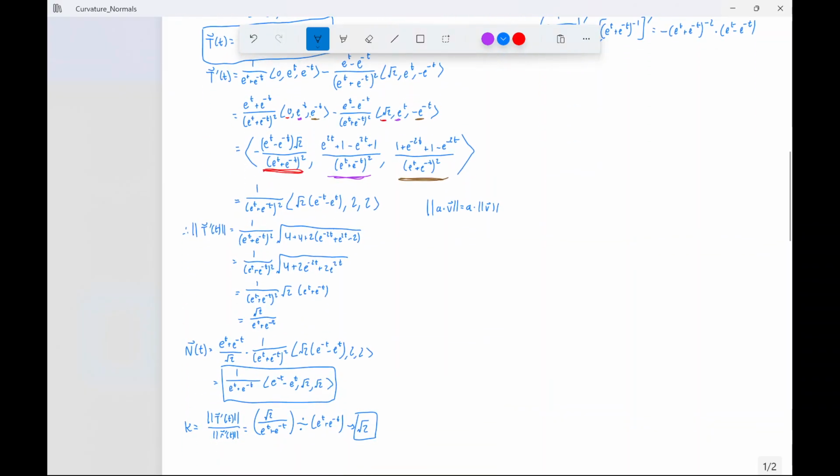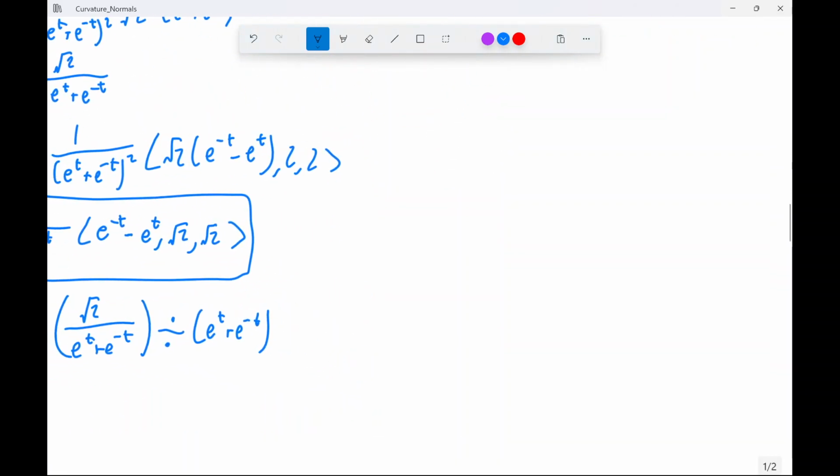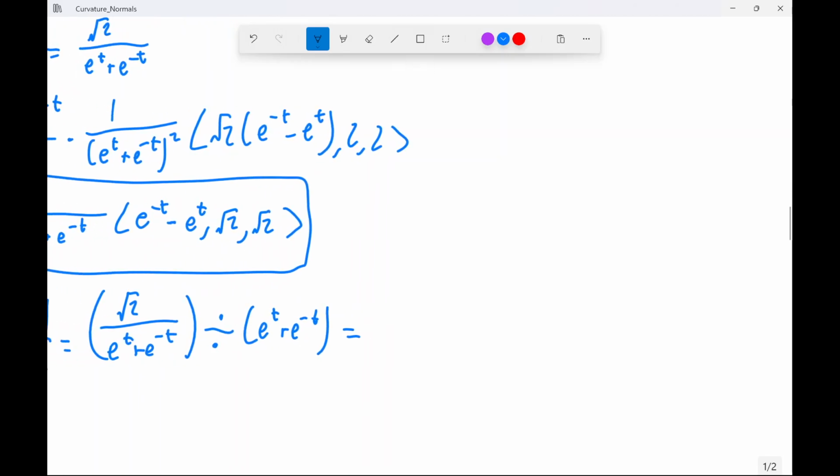Because here... Yeah, sorry. I multiplied them, I didn't divide them. That makes more sense. Remember when you divide, you have to multiply by the reciprocal. That makes more sense. Okay.